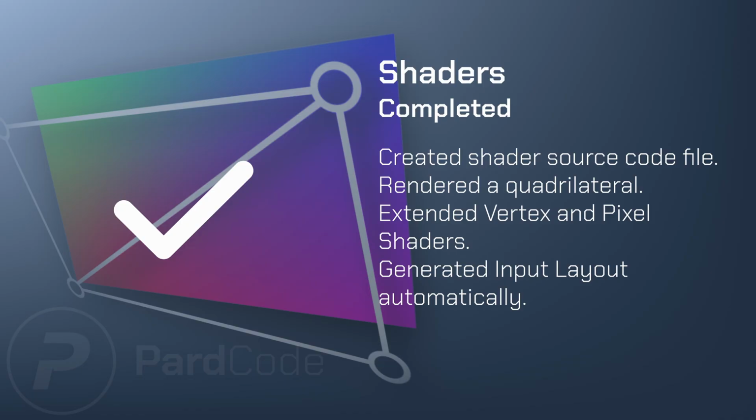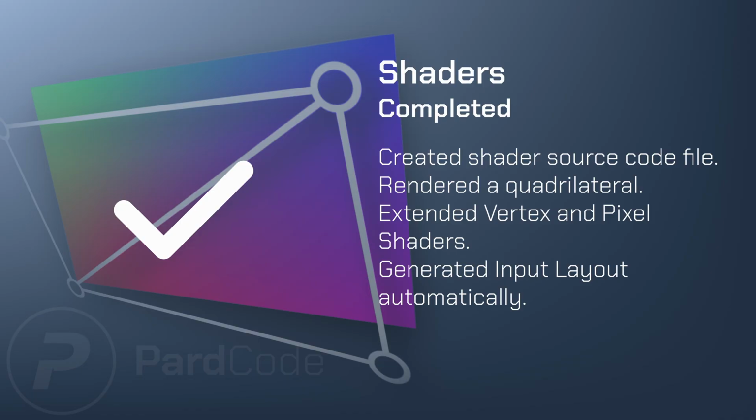That's all for now, folks. Today we learned how to improve and better manage shaders and how to generate the input layout automatically. We saw how to create a shader source code file and how to retrieve its content programmatically. We also created a quadrilateral mesh made up of two triangles using more complex vertices that include both position and color data. We then explored how to extend both the vertex and pixel shader code to correctly process these complex vertices and render the colored surface of the quadrilateral.